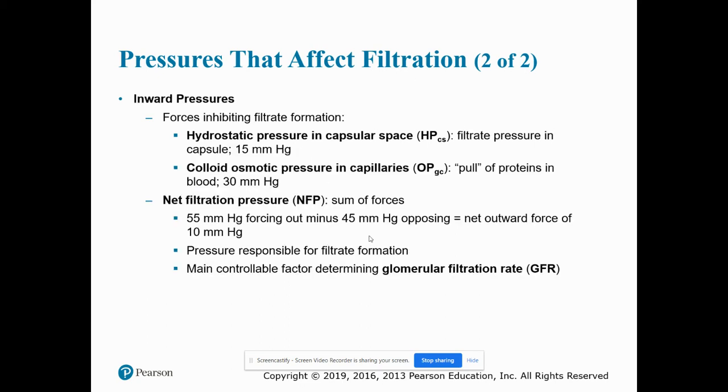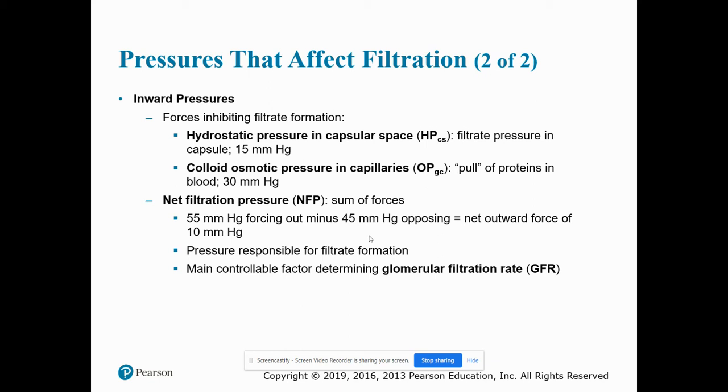There are also inward pressures, and these are going to be pressures that inhibit filtrate formation. One is going to be the hydrostatic pressure in the capsular space, and this is going to be about 15 mmHg. And then there's the colloid osmotic pressure in the capillaries, again, which is that pulling pressure, and that's going to be about 30 mmHg.